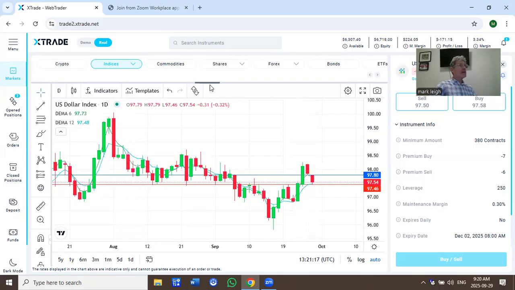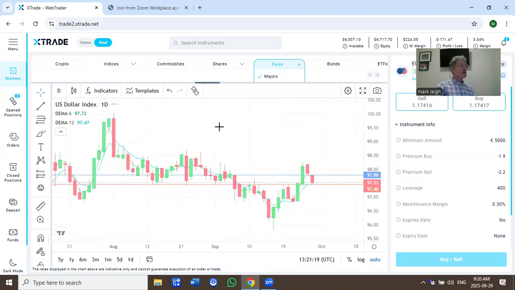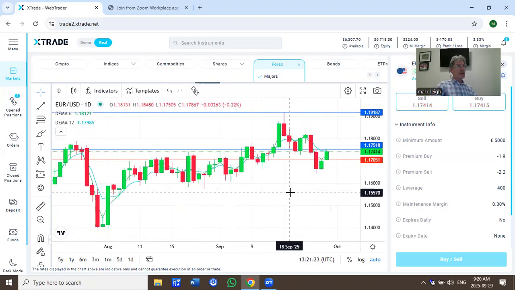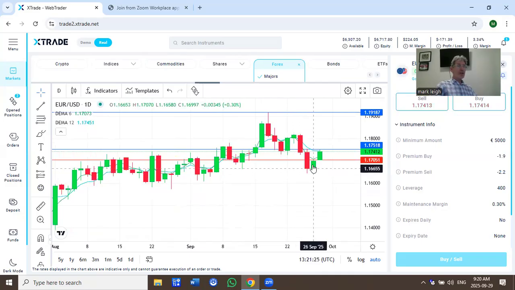Let's have a look at the majors and our euro US dollar, the first major that we're looking at. There you see also following up from Friday, we've got continued US dollar weakness, green candlestick, buying euro, selling US. I've got support at 117.05. I've got resistance at 117.51.